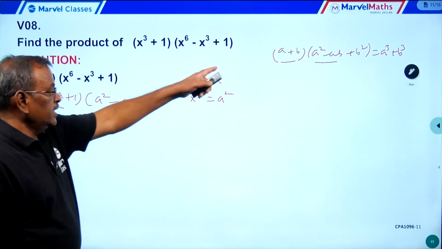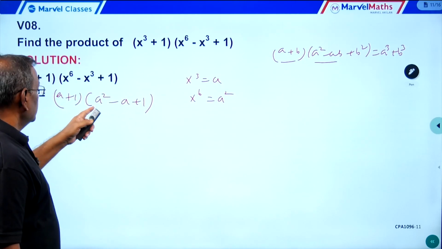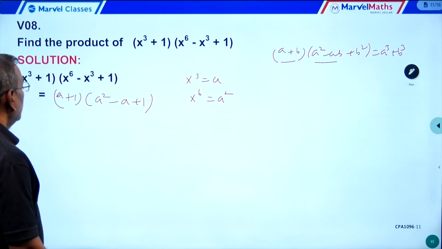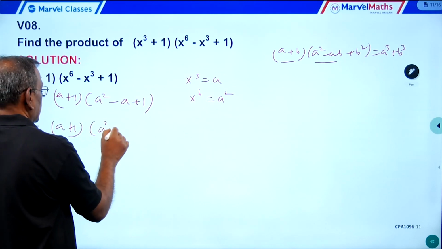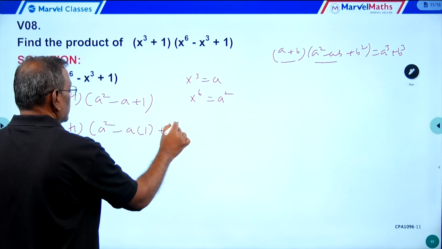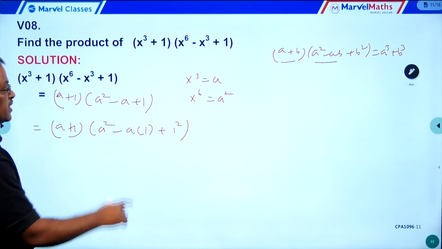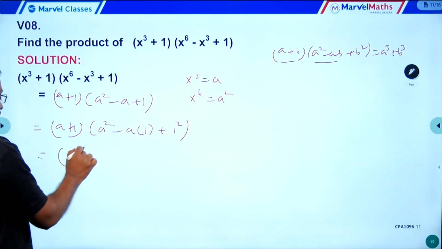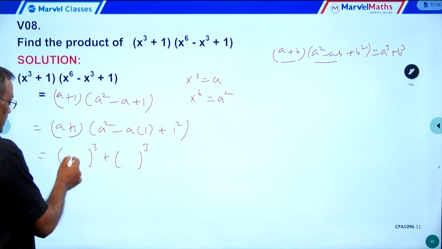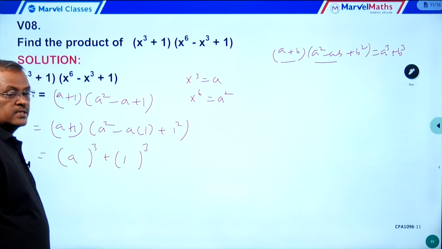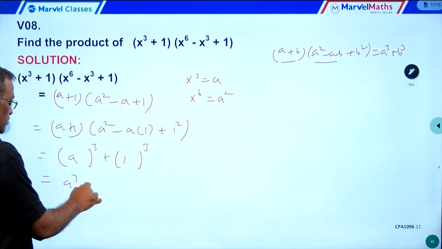Again apply the identity, (a + b)(a² − ab + b²), and rewrite this as (a + 1)(a² − a·1 + 1²), similar to the LHS. So what is the corresponding value? a³ + b³. Correct. So what is a? a is nothing but a, and what is b? b is nothing but 1, and hence it is equal to a³ + 1.